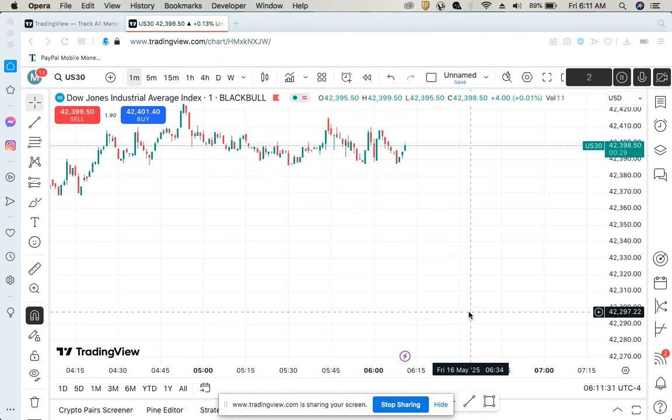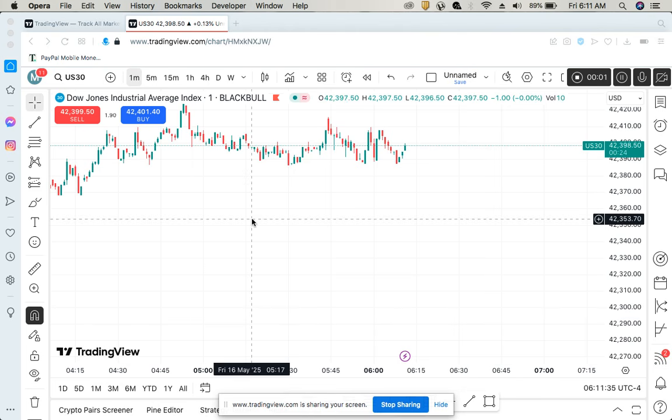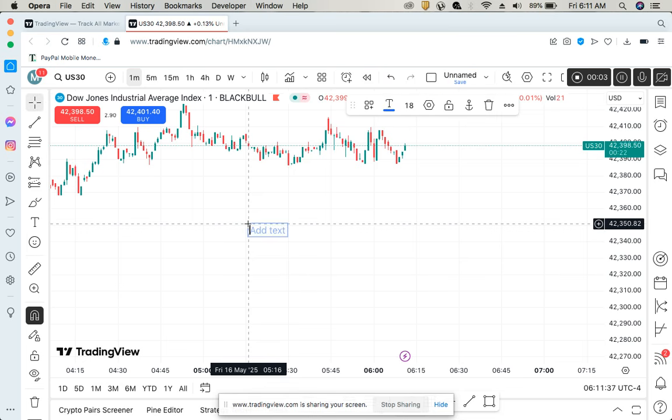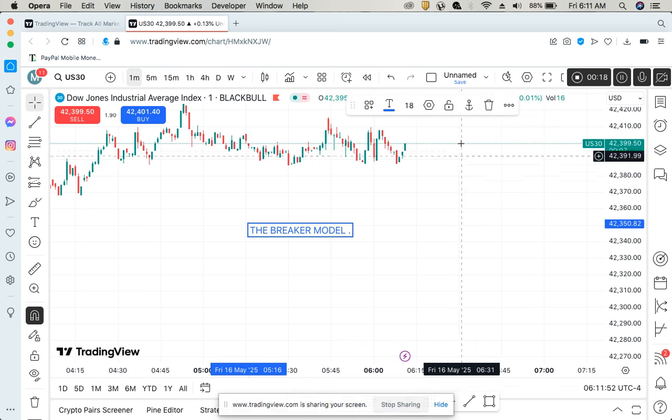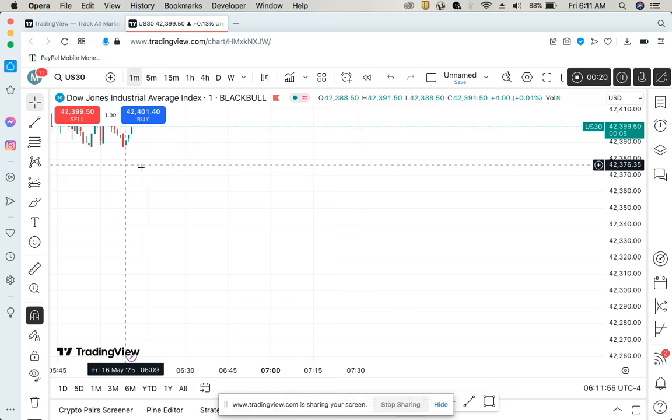Welcome back. Today we want to learn something about the breaker model. This is an ICT concept, the breaker model. Before you understand the breaker model, you need to understand an order block. So the first thing we start with before you get to breakers is an order block.